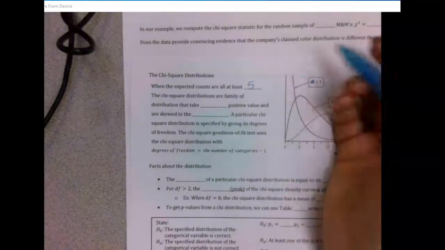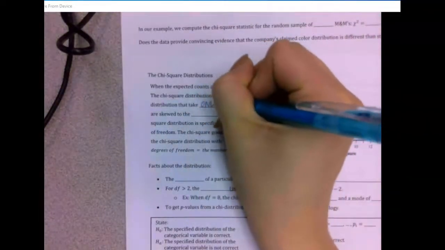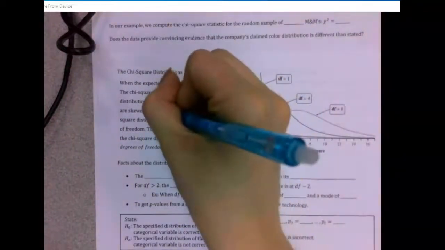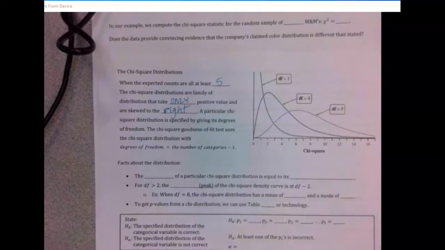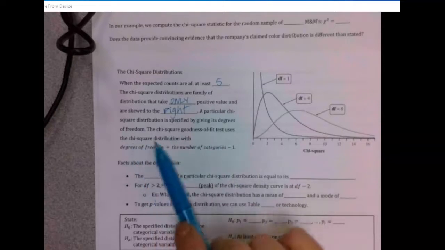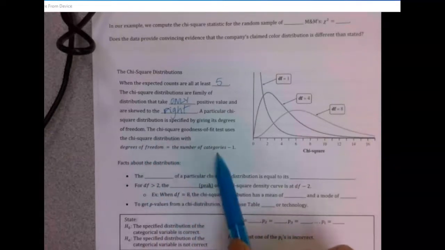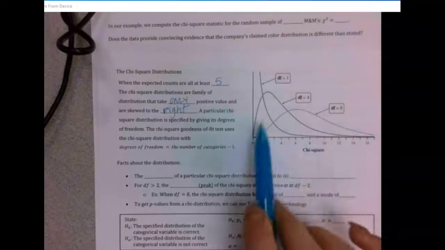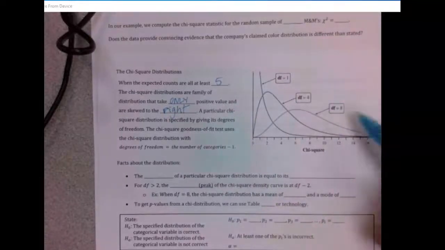So the chi-squared distributions are a family of distributions that take only positive values, because we're squaring, and are skewed to the right. It's like when we had our geometric distributions, they were skewed to the right as well. Okay. And a particular chi-squared distribution is specified by giving its degrees of freedom. The chi-squared goodness of fit test uses the chi-squared distribution with degrees of freedom equal to the number of categories minus 1. So like in our M&Ms, there are 6 different colors, so 6 categories minus 1, so the degrees of freedom for that one would be 5. And you can see that it becomes more normal-ish the more categories we have.